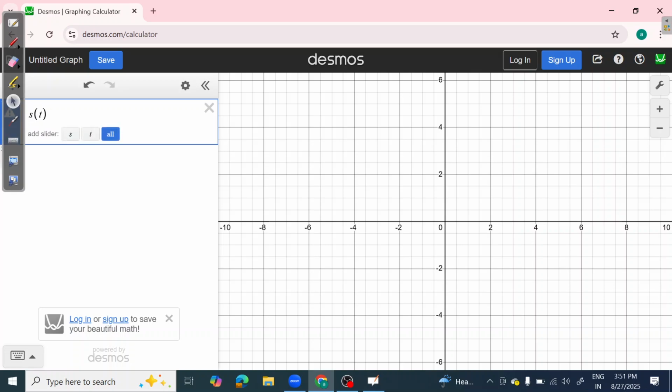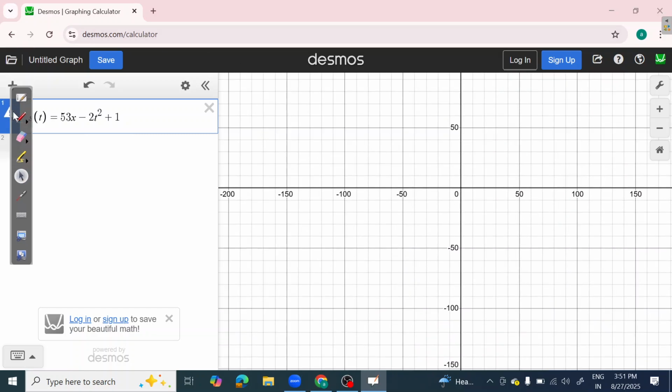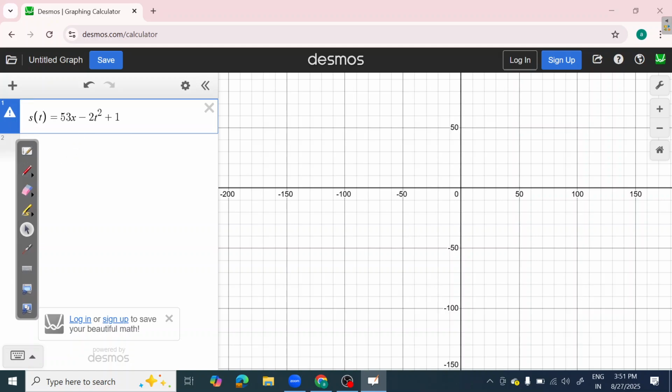S of t equals 53x minus 2t square plus 1. Did you get this graph? Let me zoom out. Oh, there's an error. What is it? Oh, I used t. I should replace this t with x. And this is the mistake that you all can make, because the equation is written in that format, right?